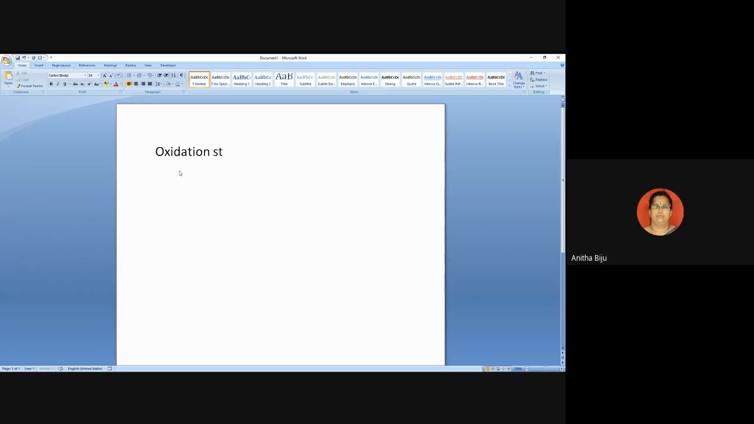Okay. Anybody? Oxidation state can be both positive and negative, and zero even. Very good. But valency is always positive, and valency may be zero but not negative. Very good, Anjali. So this is the main difference between oxidation state and valency. Oxidation state may be positive, negative, or even zero, but for valency there are only two options: either it may be positive or it may be zero.